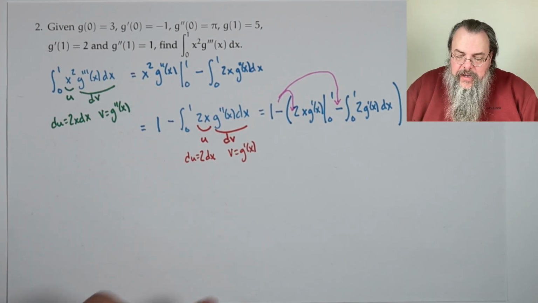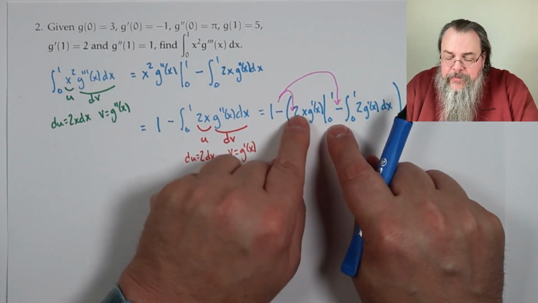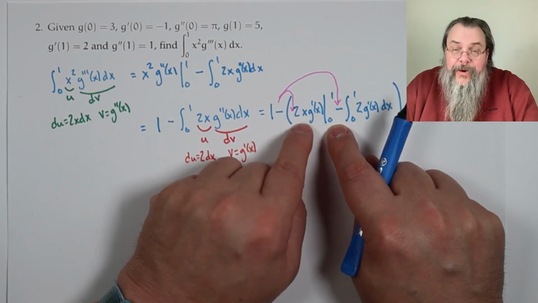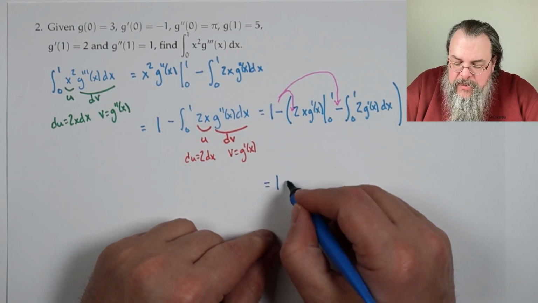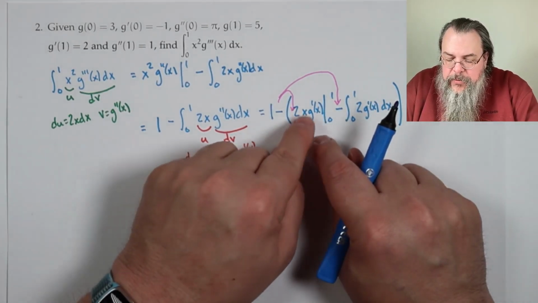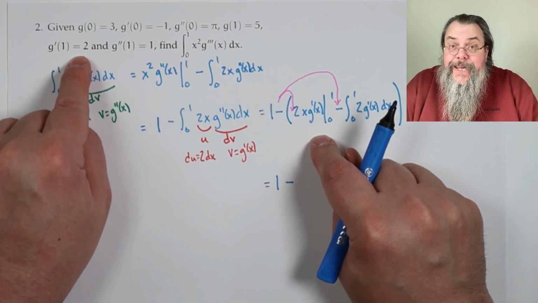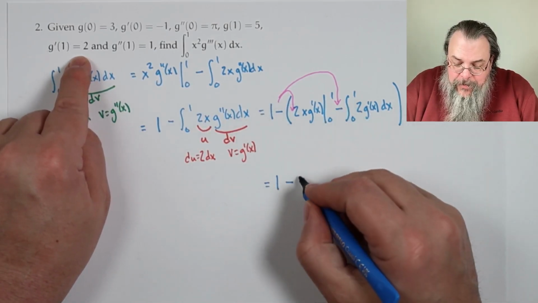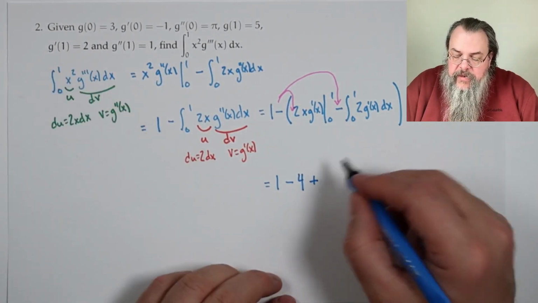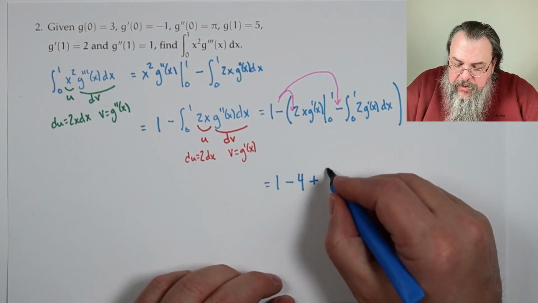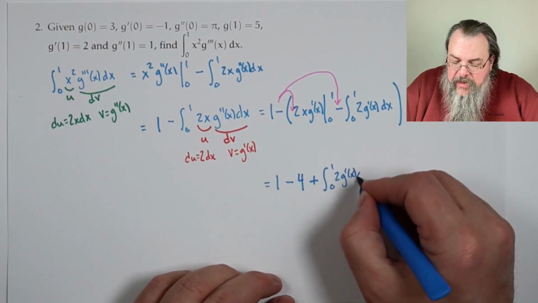All right, now let's do some evaluation. When we plug in 0, that x is still going to make it 0. Nice. So we really just have to plug in 1. So we have 1 minus, and then we have 2 times 1 times g prime of 1. So 2 times 1 times g prime of 1 is 4. So that's going to become 1 minus 4. And then we have plus this integral. Okay, so I'll go ahead and write that integral again. The integral is 0 to 1, 2 g prime of x dx.